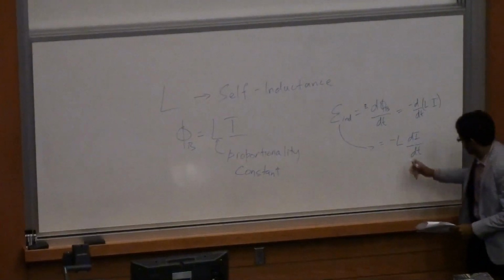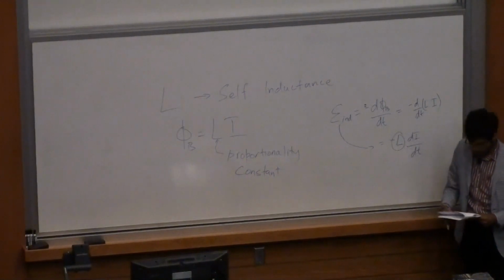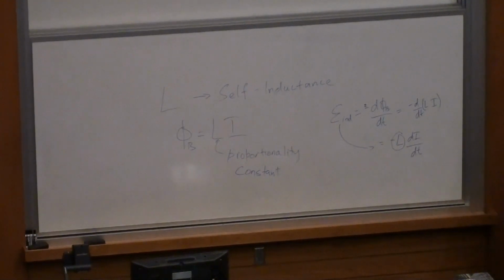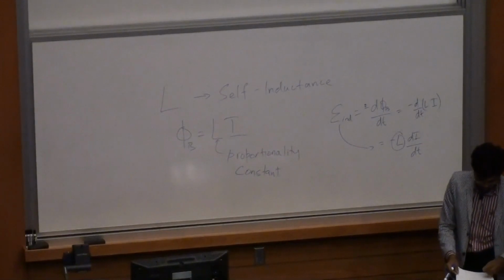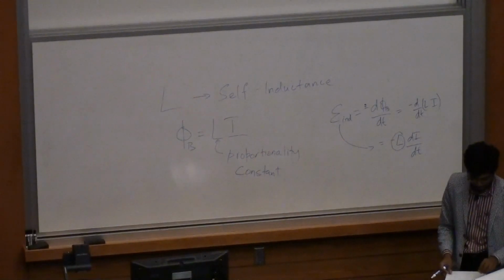Now L, like I said, is only a matter of geometry. It doesn't actually depend on the current itself. It depends on the properties of the circuit, and so on. It depends on the solenoid in the circuit, and if it has an actual inductor in the circuit, it depends on the physical properties there, but not the current. So it's more of a geometric property.